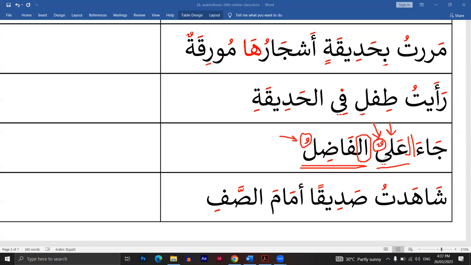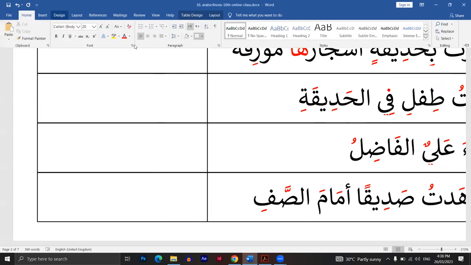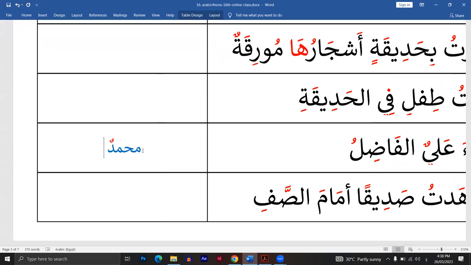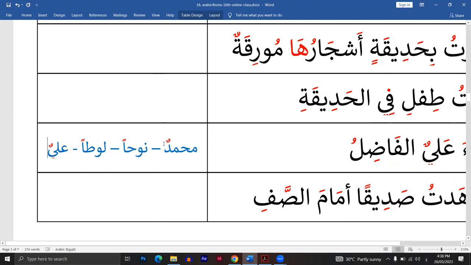But here, why did we use tanween with a proper noun, when they are definite? Because, as we explained many times, there are some proper nouns we call mamnu'un min al-sarf. Later on in the grammar course, we will explain what that means. But anyway, once you see a proper noun with tanween, like Muhammadun, if you are reading Quran, you must have passed by this name, Muhammadun, Nuhan, Lutan, and also Aliyun. Here we see tanween, but they are not indefinite. No, they are definite because they are proper nouns. So this is a special case or anomaly.